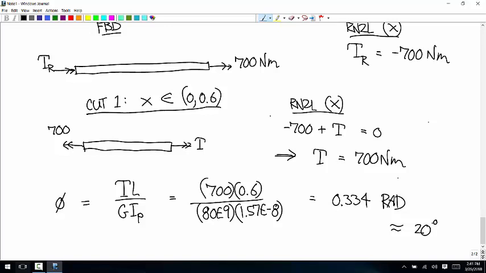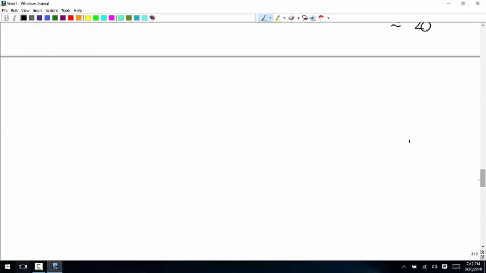Yes. The thickness of the bar goes into I sub p. And what's the formula for I sub p for a round cross section? We only did it for a round cross section, but I sub p is equal to, I think, pi over 2 times the radius to the fourth. I think that's what the formula was.